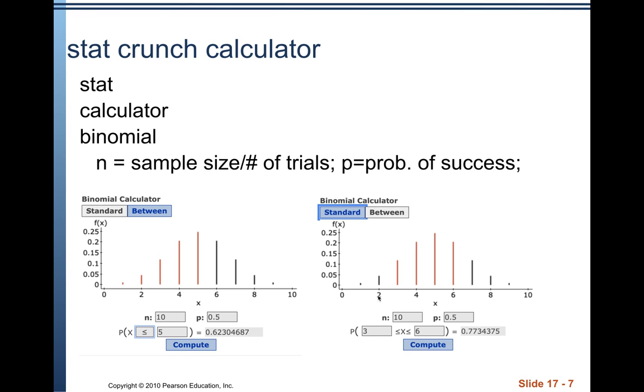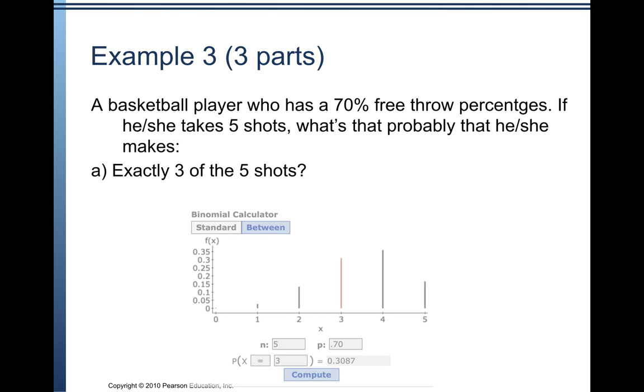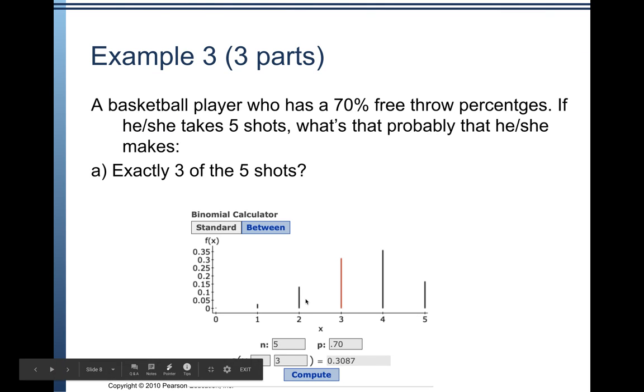So it makes more sense if I go through an example. So here's an example of one. This I took from the textbook. A basketball player has a 70% free throw percentage. If he or she takes 5 shots, what's the probability that he or she makes exactly 3 of the 5 shots? So we'll notice here the n value is the sample size. You'll notice I put in 5. The sample size is the number of shots he or she is taking. So that's 5. And then the p-value is the probability or the percentage. In this case, it's 70%.